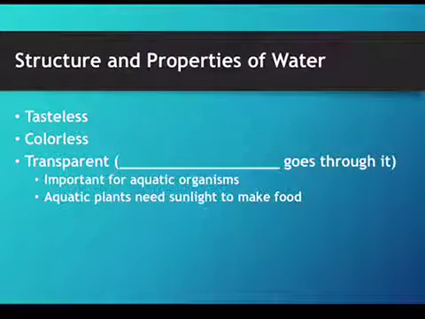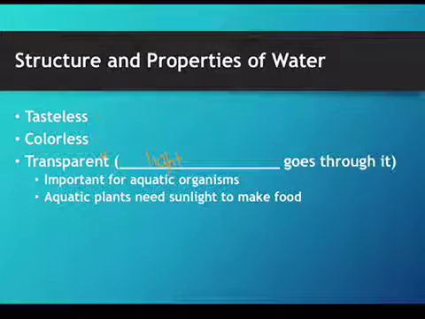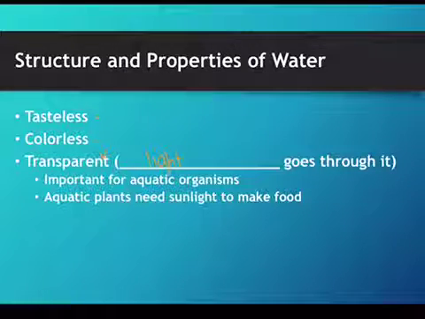More basic properties of water are that it is tasteless and colorless, and more importantly, that it is transparent, meaning that light can move through it. This is important for aquatic organisms, especially aquatic plants that need the sunlight in order to do photosynthesis.